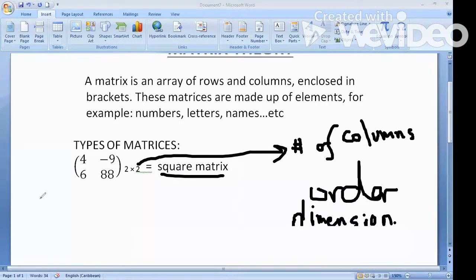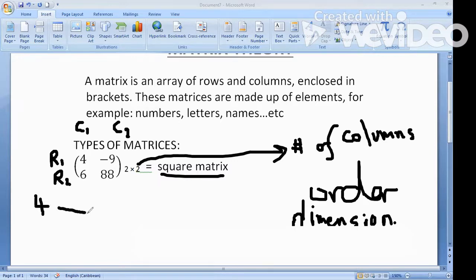All right, now you see 4. So this is column 1, column 2. Coming down is column 1, coming down is column 2. Going across is row 1, and that is row 2.